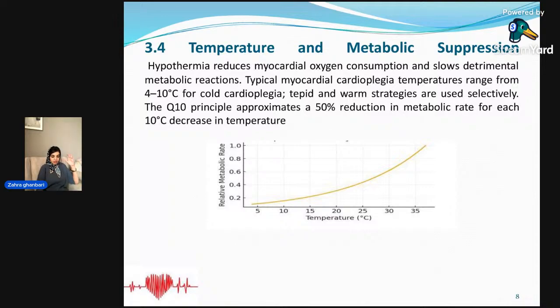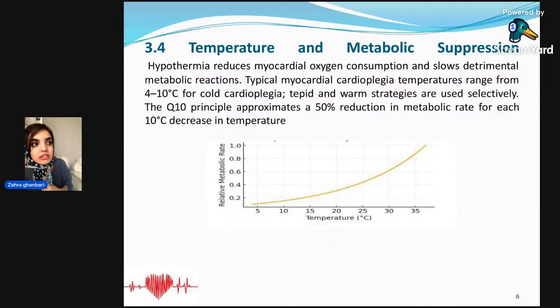by lowering temperature, we lead to a slowdown of cellular metabolic reactions. We reduce the MvO2, and every 10 degrees centigrade decrease gives about a 50% reduction in energy and oxygen consumption. Therefore, cardioplegia solution is usually administered at 4 to 10 degrees centigrade. Please pay attention, I say usually.